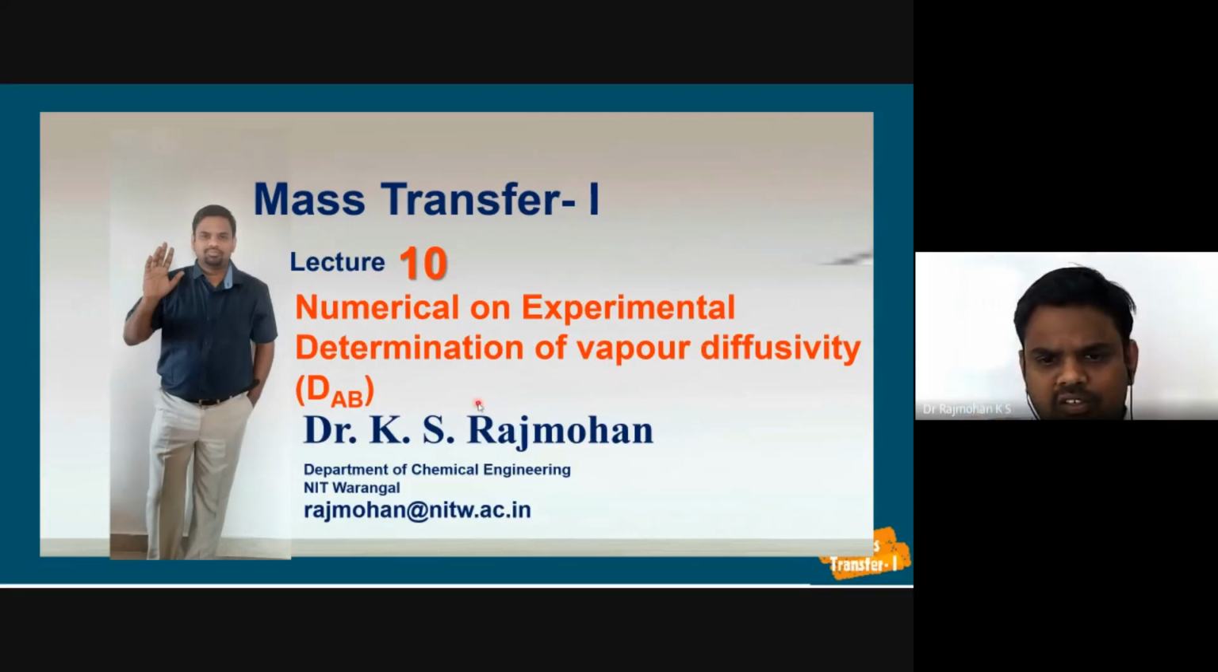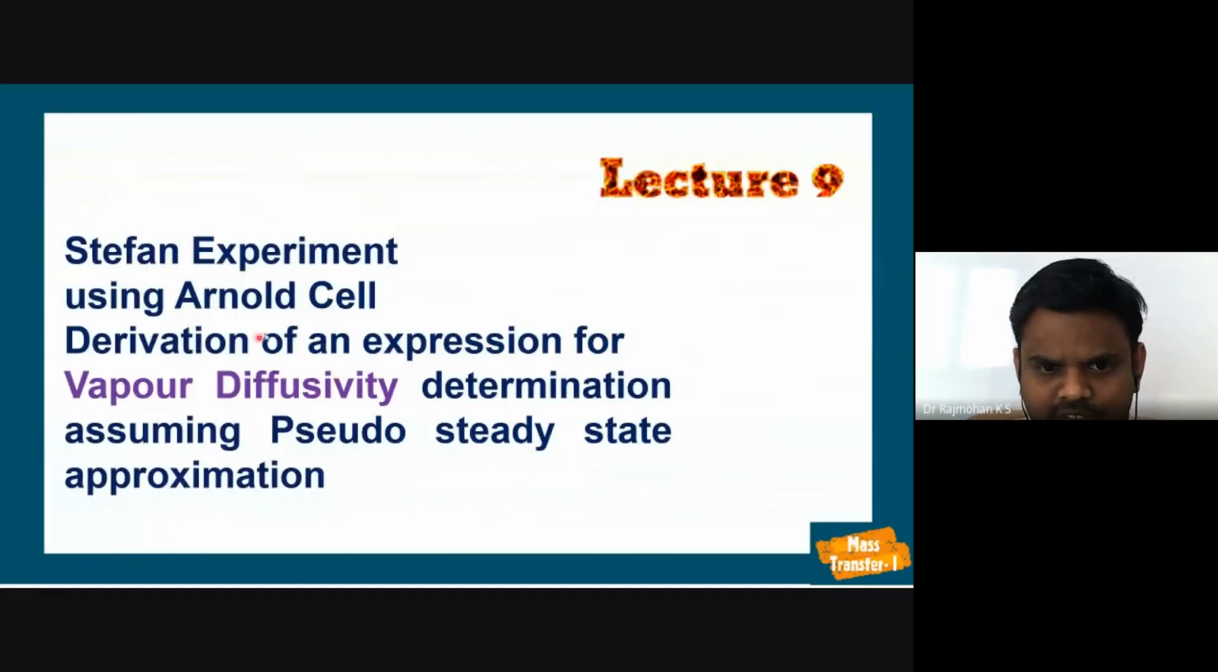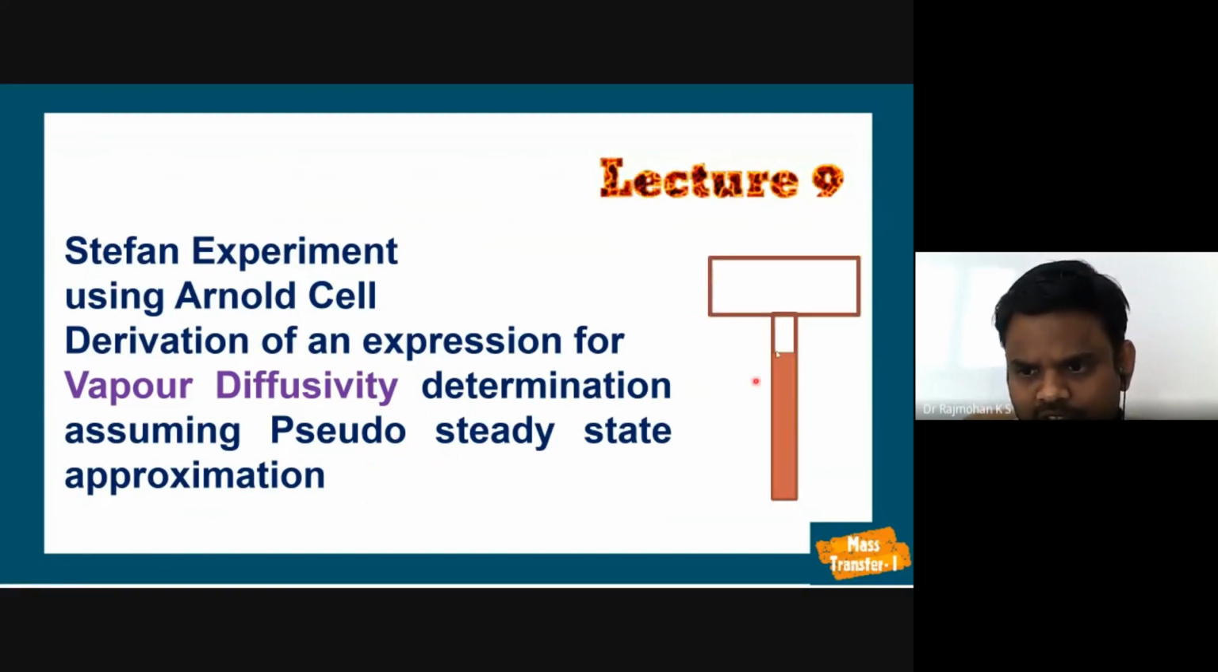In this lecture number 10, we will solve a few numericals on experimental determination of vapor diffusivity. In the previous lecture, we derived an expression for the Stefan experiment, which uses an Arnold cell. We derived an expression to determine the vapor diffusivity, in which we assumed a pseudo steady state approximation, because the level of the liquid is always changing with respect to time, but very slowly. Hence we have made the pseudo steady state approximation valid for the system.